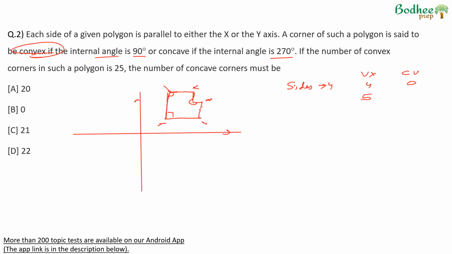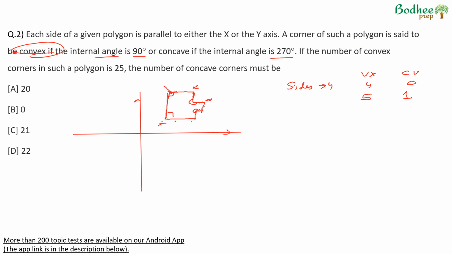Convex is 5. There is one concave angle. If we further remove another angle to make another concave angle, what will happen? Something like this. Now we have two concave angles, 1 and 2. How many convex angles are there?